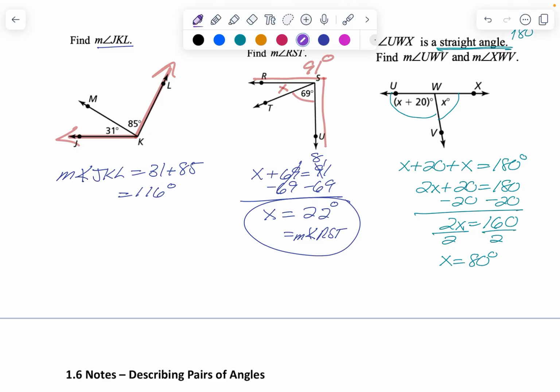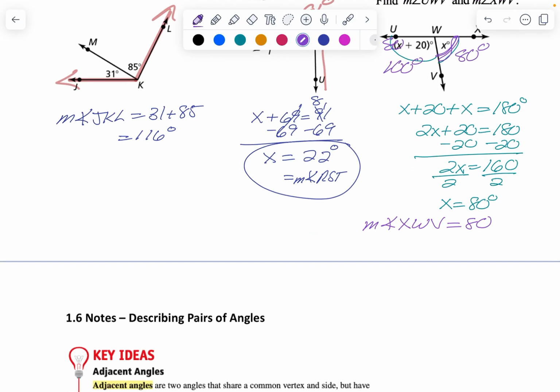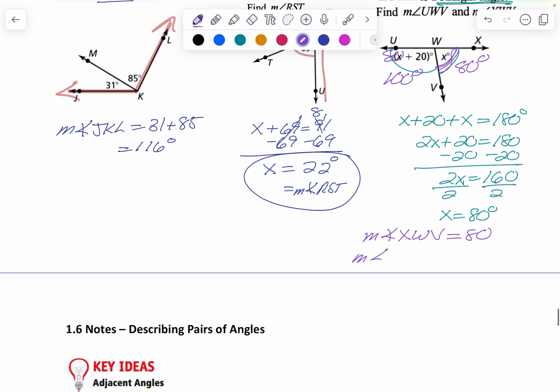So let's see, the measure of XWV is X. So the measure of angle XWV, which is this one right here, is X. So it is 180 degrees. Oh, not 180, 80. Whoops, 80 degrees. Or we can even do it right here. This one's 80 degrees, and 80 plus 20 will be 100. And see how the 100 and the 80 add up to 180? So finally, the measure of angle UWV is equal to 100 degrees. And that's it.